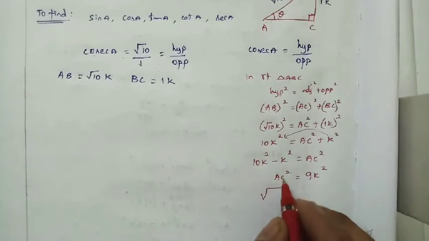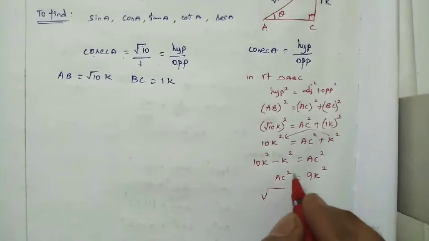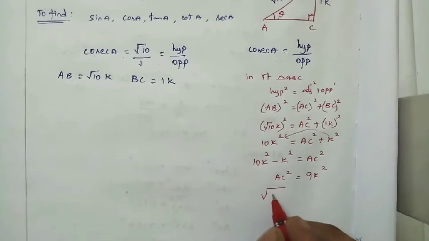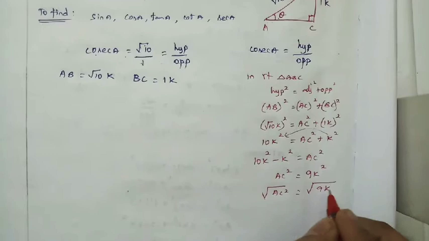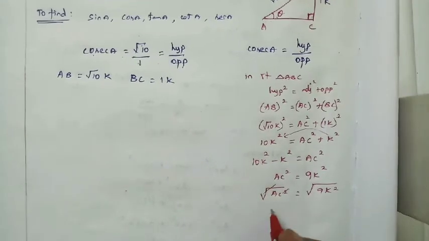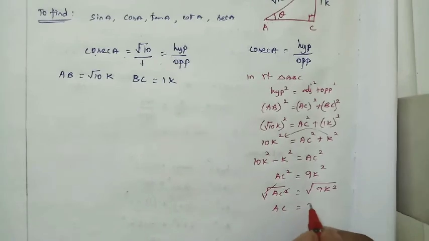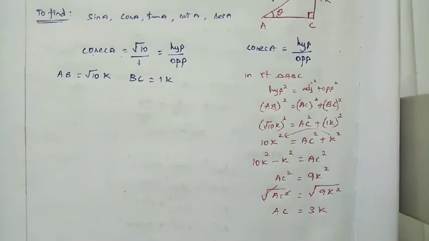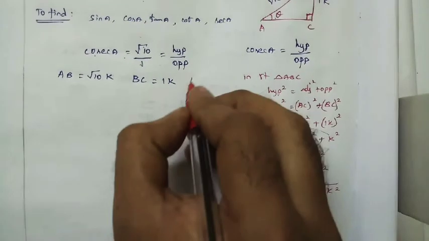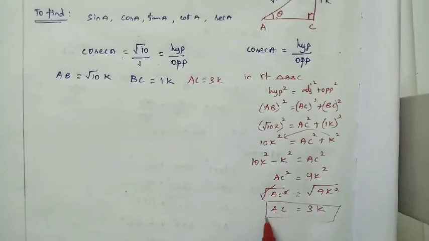Taking square root on both sides. Why are we taking the square root? We have AC square, but what we need is AC. So for removing the square, we take the square root on both sides. Square root of AC square is equal to square root of 9K square. Square and square root get cancelled. Then AC is equal to square root of 9, which is 3, and square root of K square, which is K. So AC is equal to 3K. We have found it.